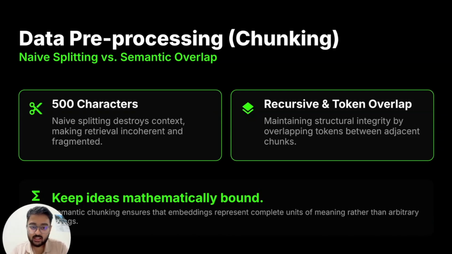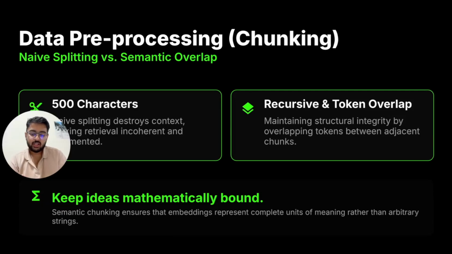And the second thing it does is it literally finds where the paragraph will end, where the commas are, and where the full stop is. So these are the two techniques that are used, so our semantic meaning is never lost. So semantic chunking ensures that embeddings represent complete units of meaning rather than arbitrary strings that may end in the middle, where the context is destroyed.